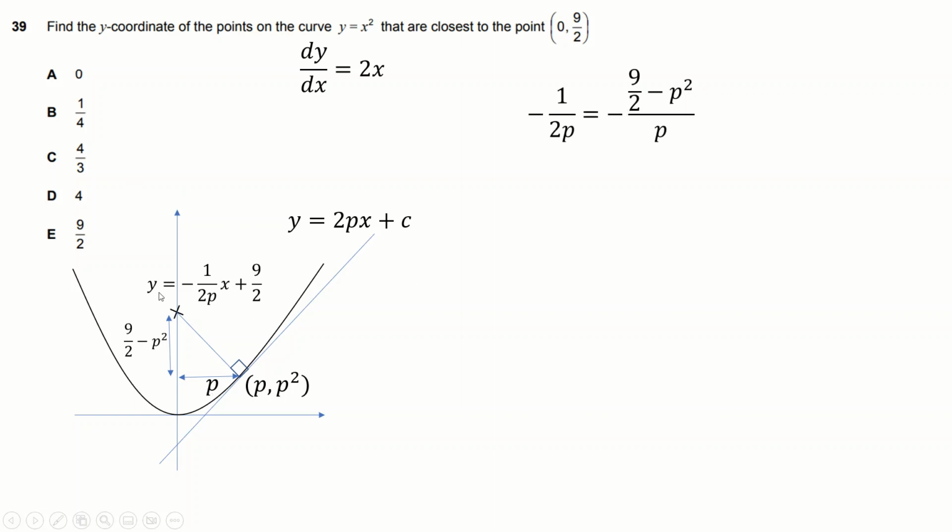Both are negative because they're both going this way, but we can cancel the negatives, and we can cancel the p's, which will be very helpful. We can times everything by 2, I imagine, is what I did. No, okay, I added p squared to take away a half to make 8 over 2, which is 4, and of course p equals 2. But we were looking for the y-coordinate, which is p squared, and so therefore we have the answer immediately.